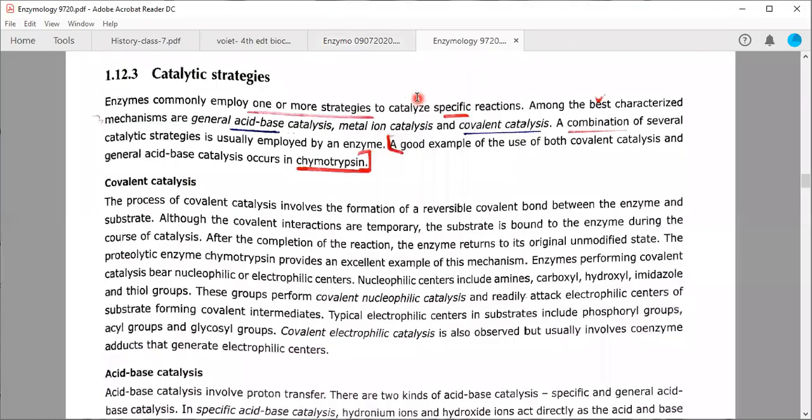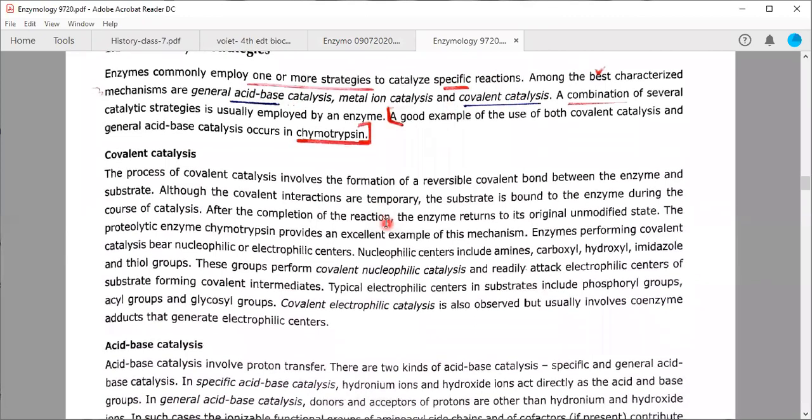So whenever a question has been asked from this particular section, it always comes from the examples. You need to remember the examples with these basic mechanisms, either acid-base, metal ion catalysis, or covalent catalysis. First of all, we were discussing covalent catalysis.